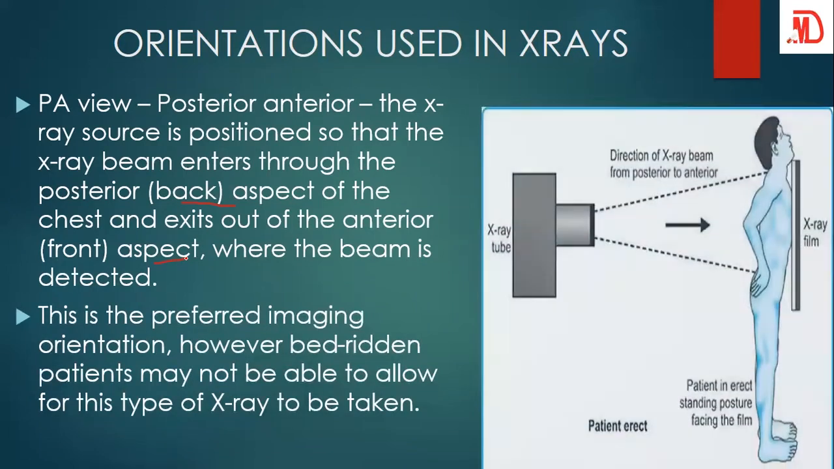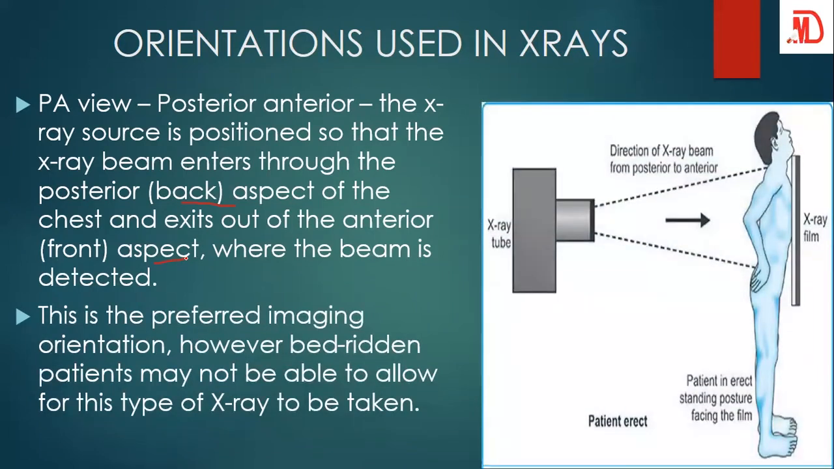But basically, this is what I mean by posterior anterior view. This is somebody who is standing here, and this is where the source of radiation, or the source of rays, is coming from. And then over here, we have our film. And this is the preferred one.